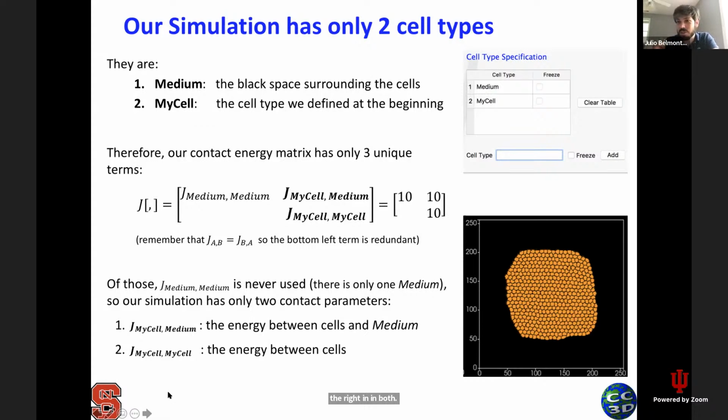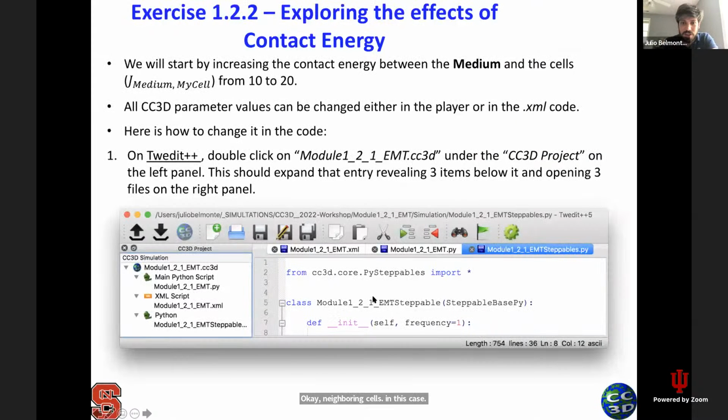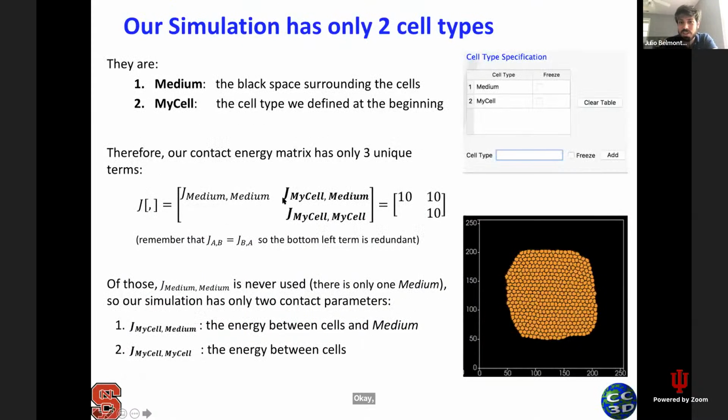So this simulation only has two numbers that you actually have to care about: the contact energy between cells and medium, and the contact energy between the cells, neighboring cells in this case. Again, I'm not showing this one here because it's redundant.